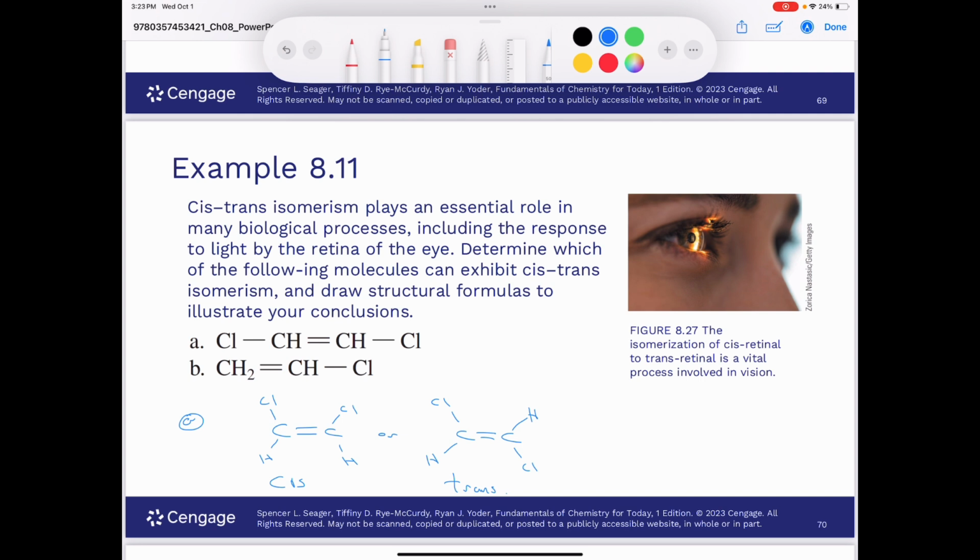They're both connected in the same way, in that we have chlorine, CH, chlorine. But again, you can see here, the two methyl groups are on the same side of the double bond, and here they're on opposite sides of the double bond.